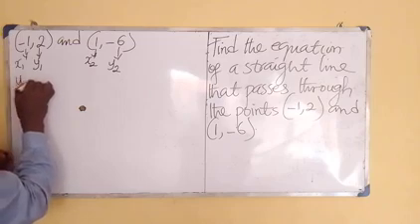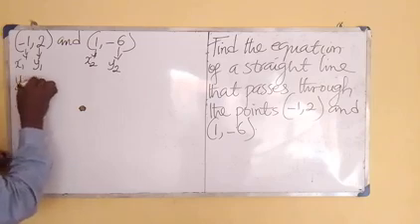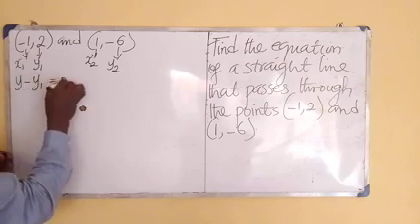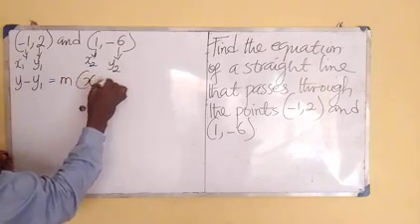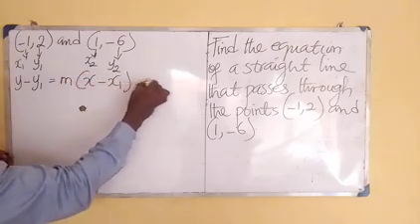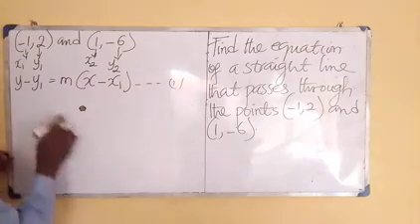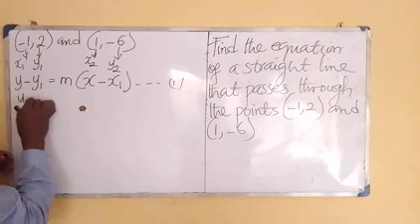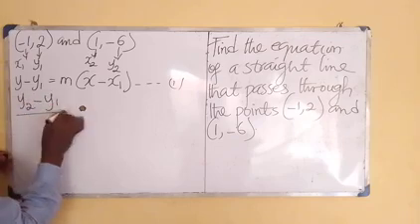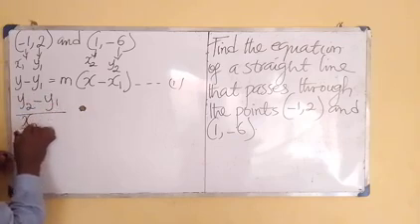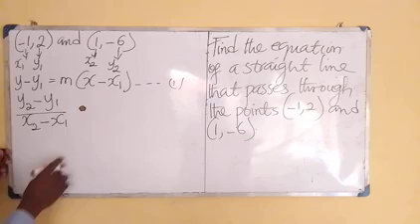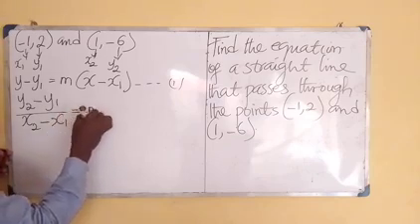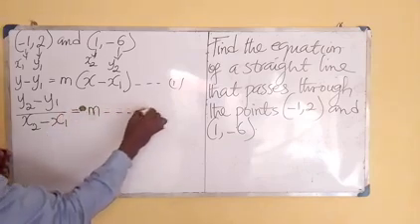Now don't forget that we said that y minus y1 equals m open brackets x minus x1. That's equation 1. We also know that y2 minus y1 over x2 minus x1 is equal to m. That's equation 2.